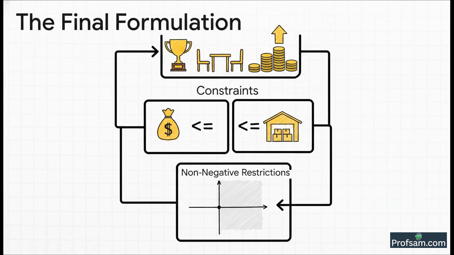5x plus y is less than or equal to 100, x plus y is less than or equal to 60, and of course, our non-negative restrictions, x is greater than or equal to 0, and y is greater than or equal to 0. That's it. We've successfully taken a real-world story problem and translated it into a neat mathematical plan.